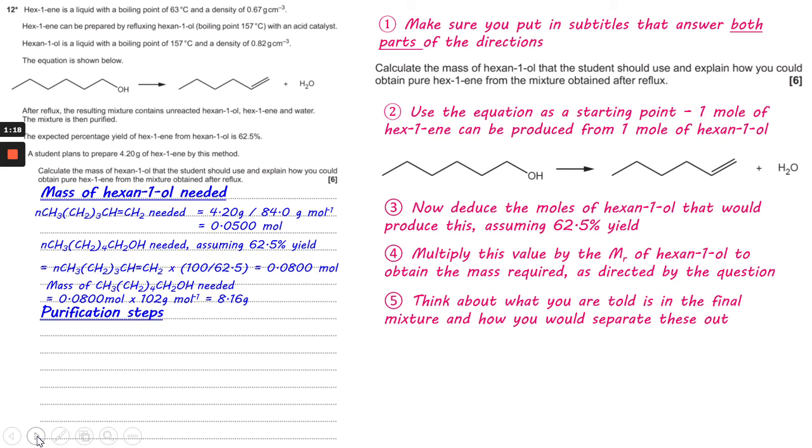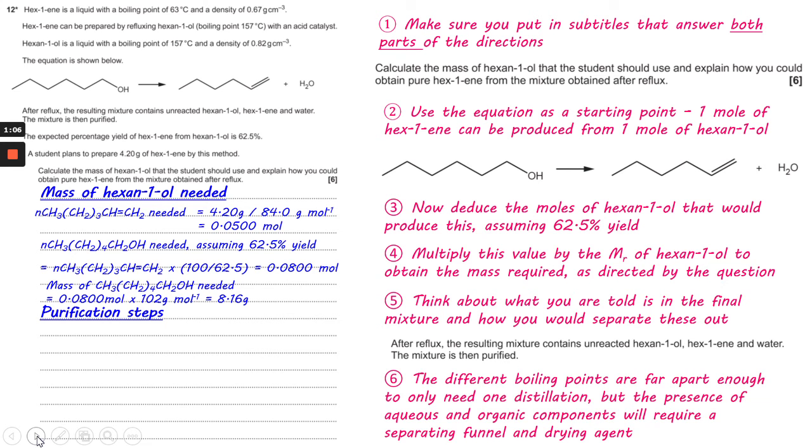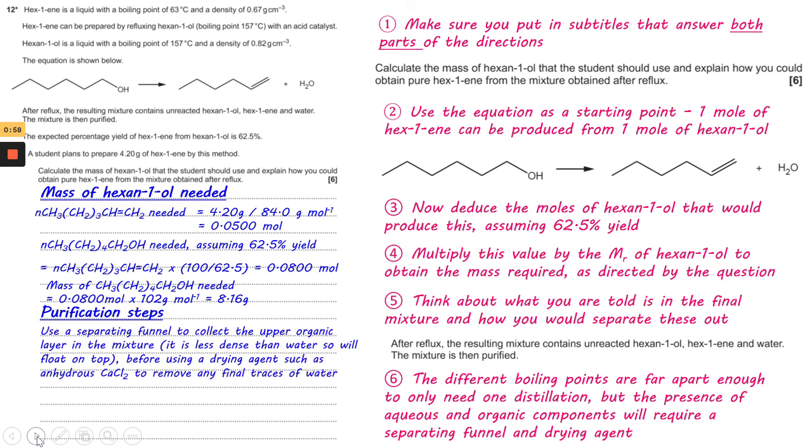So now I need to think about what you're told is in the final mixture and how you would separate these out. If you remember, there's hexan-1-ol, hex-1-ene, and water. So there's 2 organic and 1 aqueous component. So the different boiling points are far apart enough to only need 1 distillation, but the presence of aqueous and organic components will need a separating funnel and a drying agent.